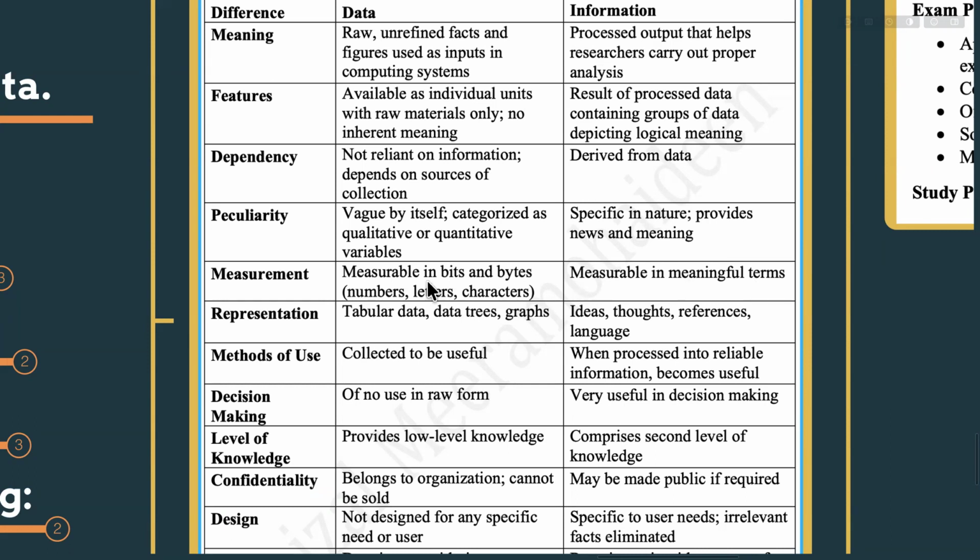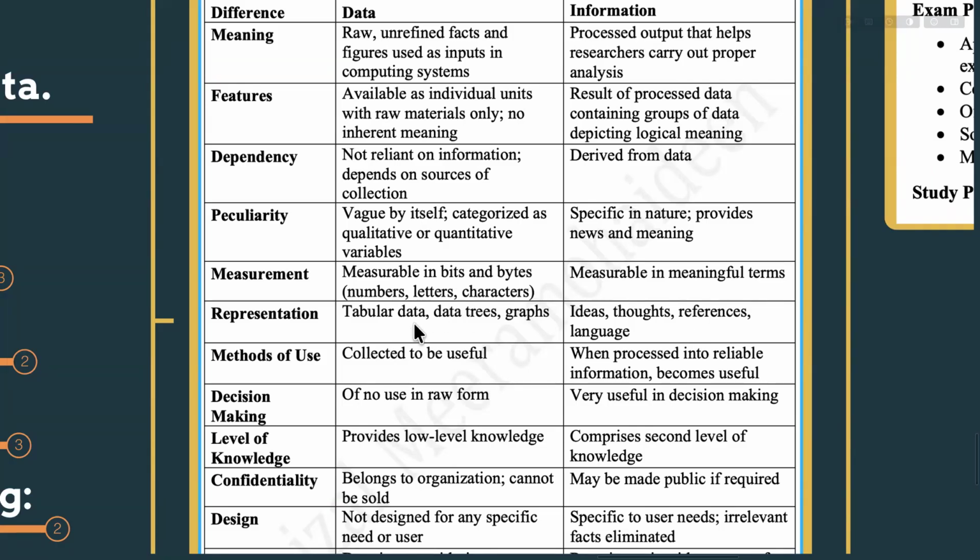Let's say, in data, you can say the file size is 2.5 MB of the customer records. But information, you say, I have records of 5,000 customers with complete purchase history. That is information, it's measurable. And the representation of data is usually tabular, data trees, and graphs. We can show that. But information is always about ideas, thoughts, references, and language, right?